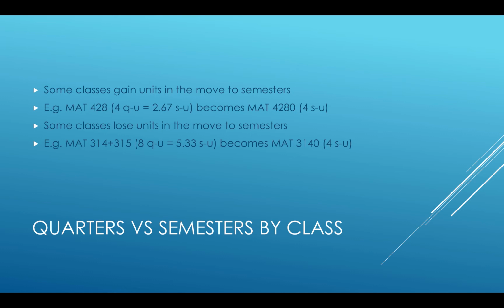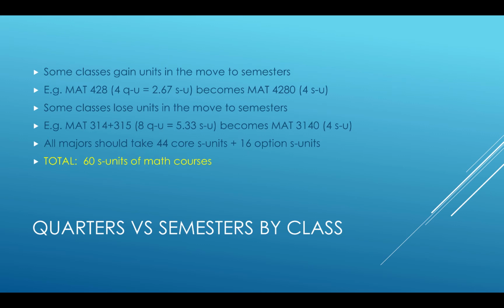On the other hand, some classes lose units in the move to semesters. The real analysis, right now what's required is Math 314 and 315, which is 8 quarter units or 5 1/3 semester units. But if you wait until semesters to take it, you're only taking a single course, Math 3140, which is 4 semester units. So in this case, it's more units if you take it on quarters and fewer units if you take it on semesters.